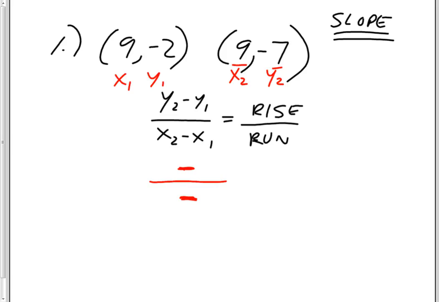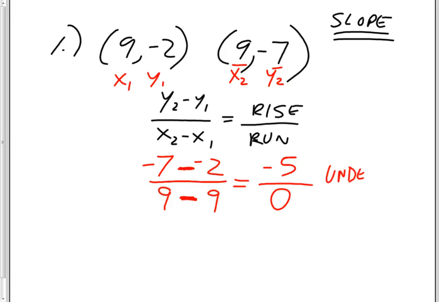Now put in the numbers. What goes on the top? 9 or negative 7? 9. Negative 7. What's the other y? Negative 2. Then I've got 9 minus 9. What do I get on the bottom? 0. Negative 7 minus negative 2, negative 5. What does that mean when you end up with a 0 on the bottom? Can you divide by 0? Undefined.